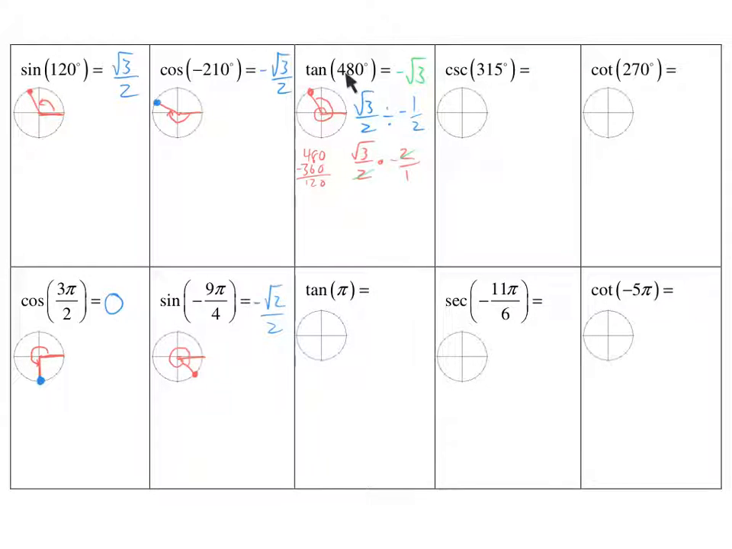So tangent of 480 is really the same as tangent of 120. They're the same. Y divided by x reduced is negative square root 3.